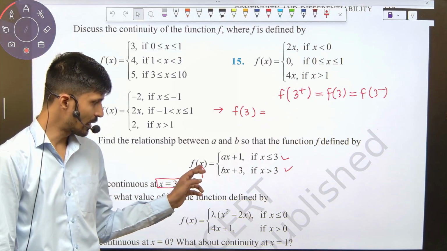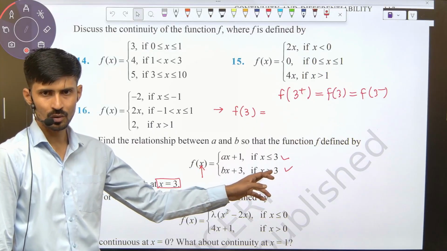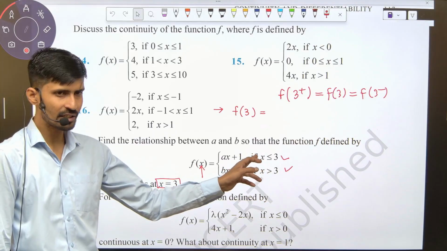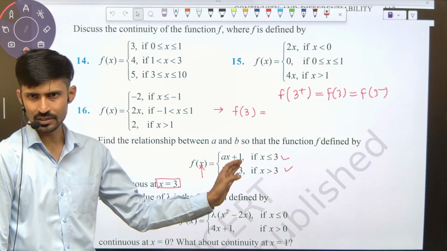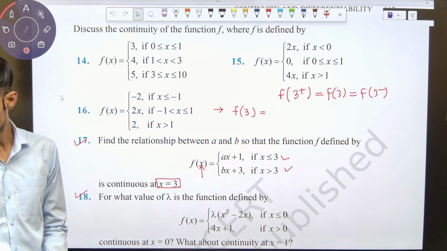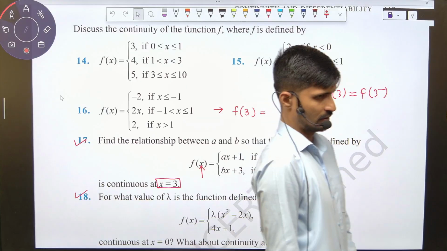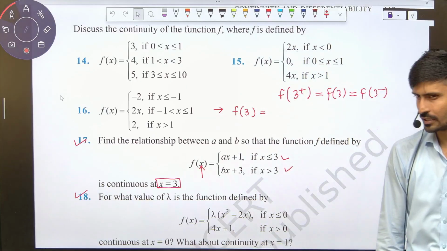What value of x are we putting here? 3. Is 3 greater than 3? No. 3 is less than equals to 3. Yes. So first function, equals to sign is there. So we'll find from the first. Understood? Didn't understand? Okay, fine. Those who didn't understand, say this.